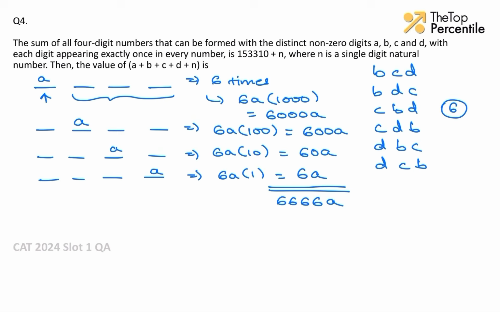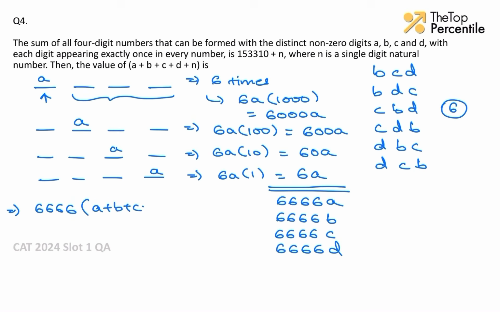Okay. So A will be there in all these cases 6666 times. Similarly, B will also be there 6666 times. Same for C and same for D. Now it is given that the sum of these values is equal to 153310 plus n. So this will be 6666 times A plus B plus C plus D. This is equal to 153310 plus n.